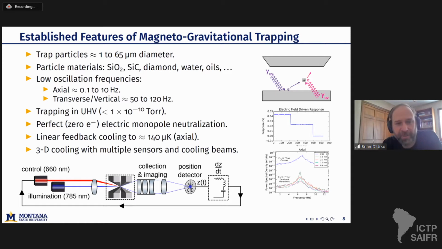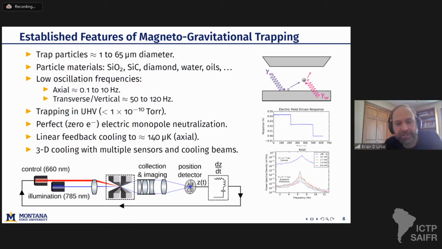As I said, we can trap in ultra high vacuum, so that's better than 10 to the minus 10 torr for us. We can get perfect neutralization of the electric monopole moment of the particle. And we do that in the usual way by shining UV light either onto the particle or onto the pole pieces nearby, where we can then add or subtract one electron from the particle at a time, and we can see steps in the response to an electric field and stop when we hit no electric monopole moment. Of course, that doesn't guarantee that there's no electric dipole moment or higher order moments.